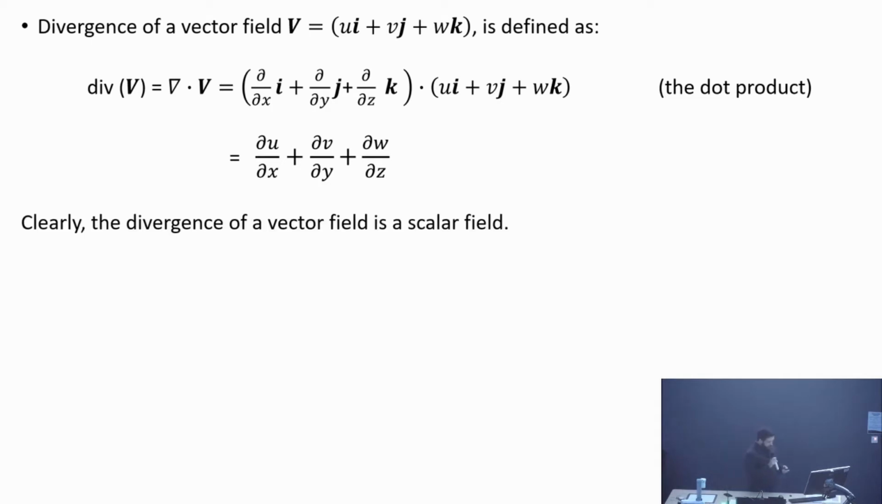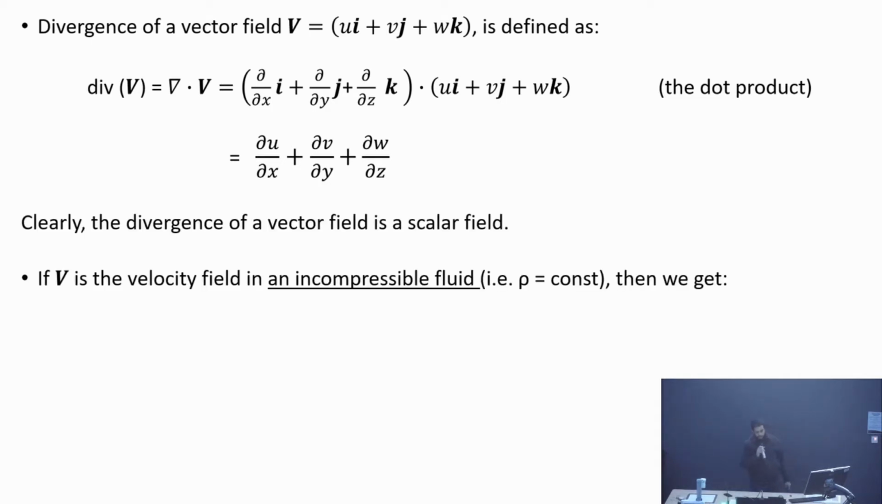More importantly to us, assume that v is itself a velocity vector field. That's what is of importance to us in aerodynamics, that v itself is the velocity field. Let's also assume that the flow is incompressible, meaning density is constant. If that's the case, the divergence of v, where v is the velocity field, for incompressible flow actually gives you 0.